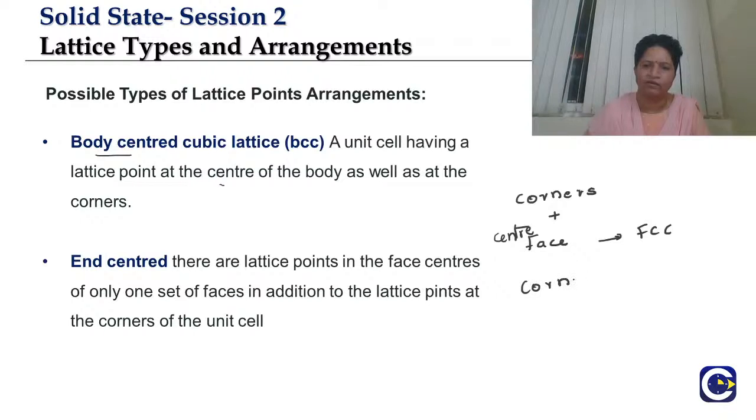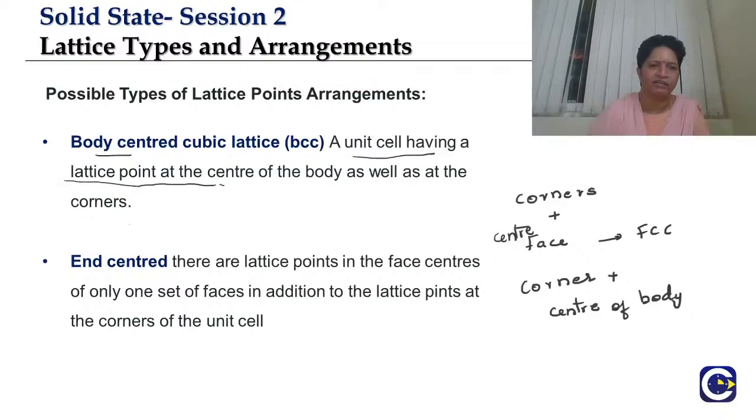With the corners, if there is one lattice point at the center of the body of the unit cell, we call it a body centered cubic lattice. A unit cell having a lattice point at the center of the body as well as at the corners, we call it a body centered cubic lattice. So how do we write that? BCC.